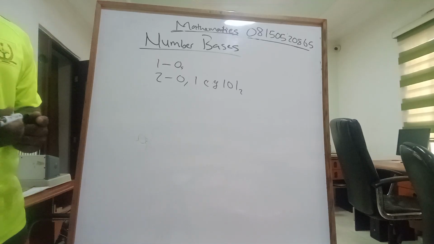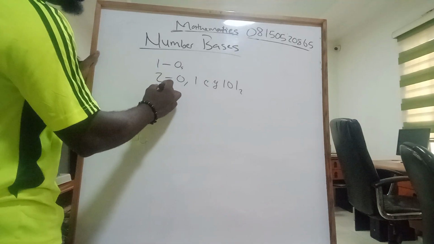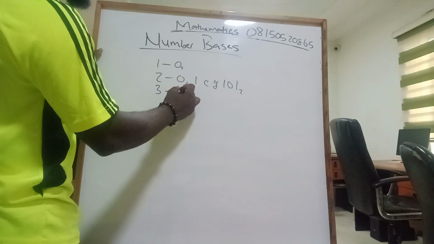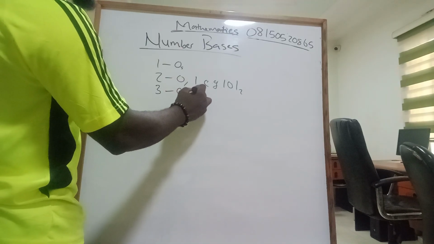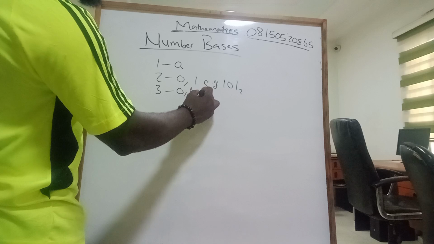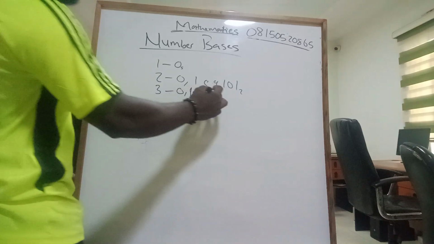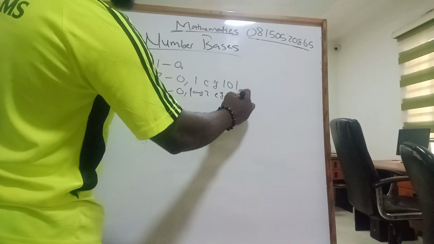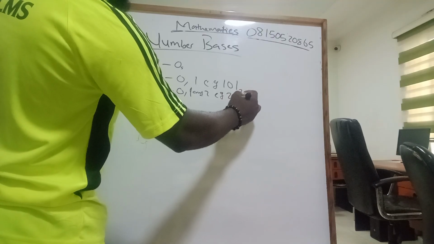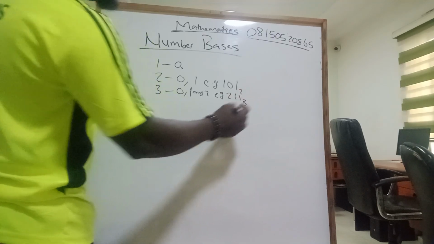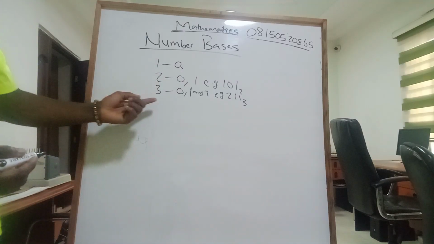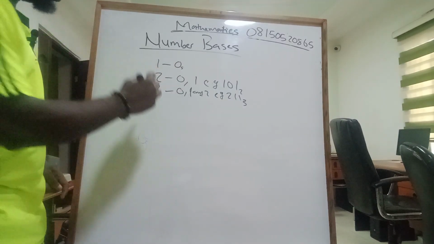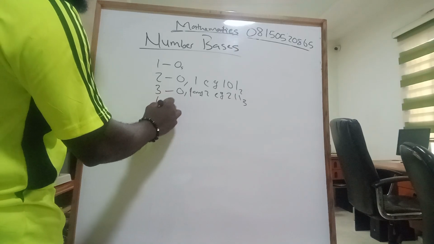If a number is in base 3, you should know that it's going to have a compilation of 0, 1, and 2. So for example, you can have something like 211 base 3. You can't have anything like 323 because the base itself is 3. So and so on. Let's go to base 4.